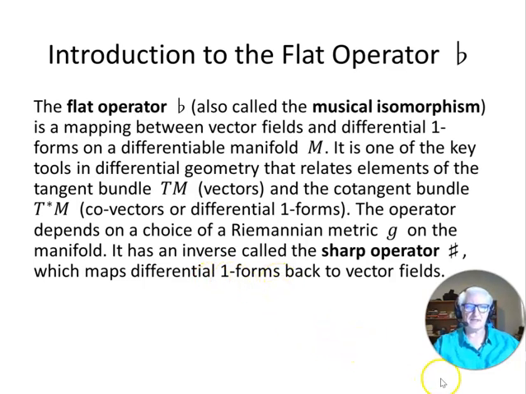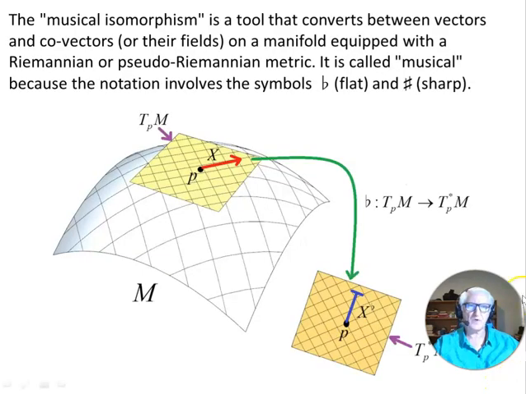All right, so let's make a start. We'll start with individual vectors instead of the tangent bundle, and then we'll generalize the definition. So the musical isomorphism is a tool that converts between vectors and covectors or their fields on a manifold equipped with a Riemannian or pseudo-Riemannian metric. Pseudo-Riemannian as in general relativity. It is called musical because the notation involves the symbols flat and sharp.